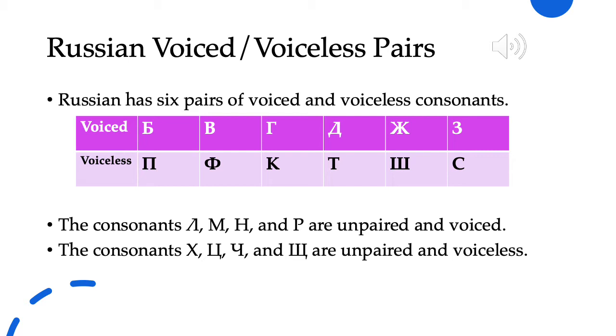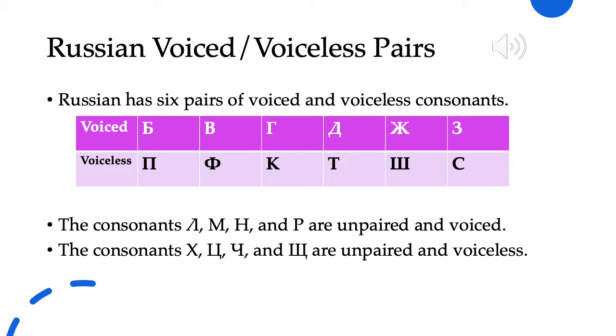And if you think about the alphabet, you will notice that in the Russian alphabet, the voiced consonants all come in the first half of the alphabet, and then the voiceless consonants all come in the second half of the alphabet. So Russian starts off with its voiced consonants, and then it goes over into the voiceless counterparts in the second half of the alphabet. So that's kind of an easy way to remember it.